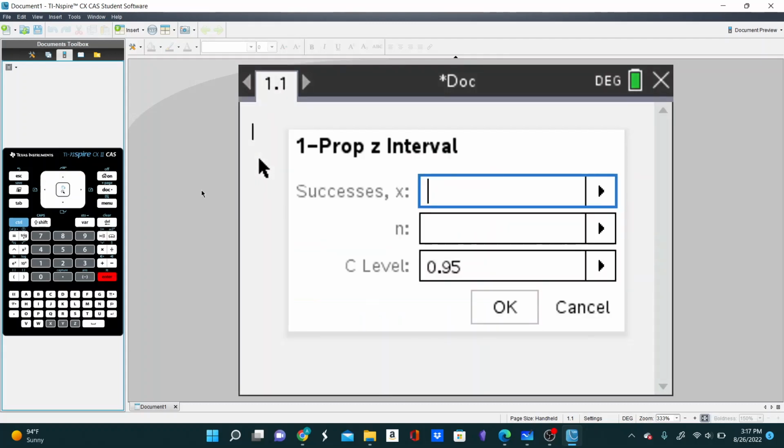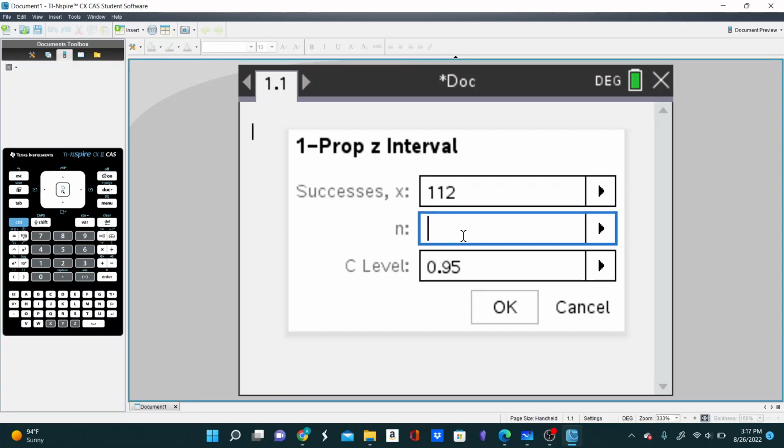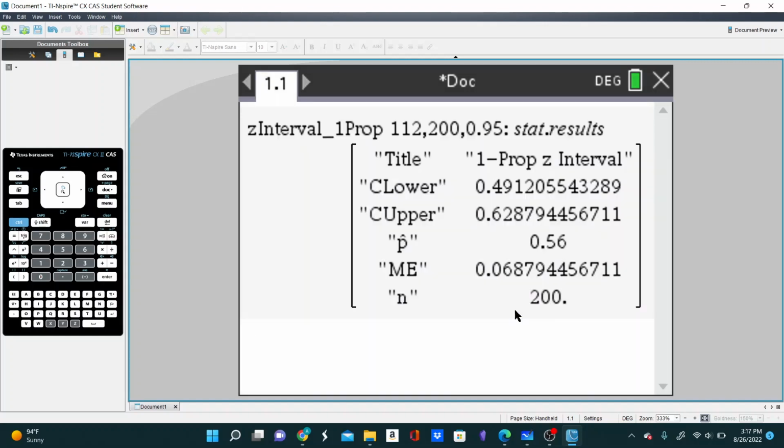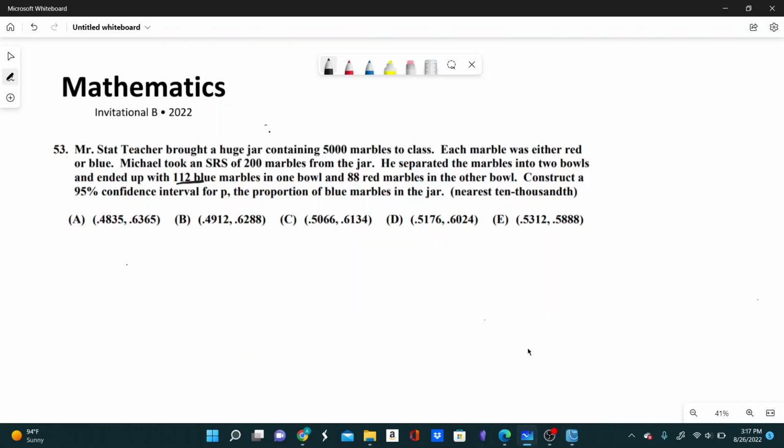So for successes, it said we had 112 blue marbles out of a total of 200, and we're constructing a 95% confidence interval. So I click OK, and it looks like our confidence interval is from 0.491 to 0.629. So let's see if that's an answer choice. To the nearest 10,000th, so 0.4912 to 0.6288. And it looks like, yep, that is answer choice B.